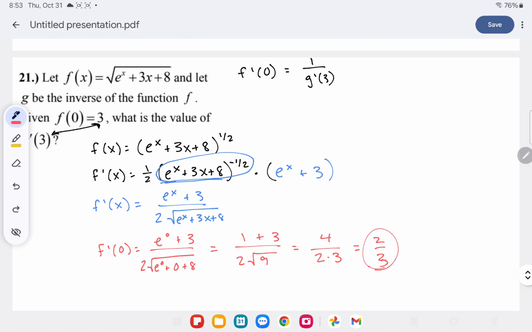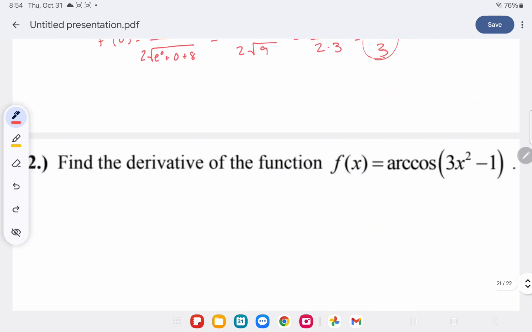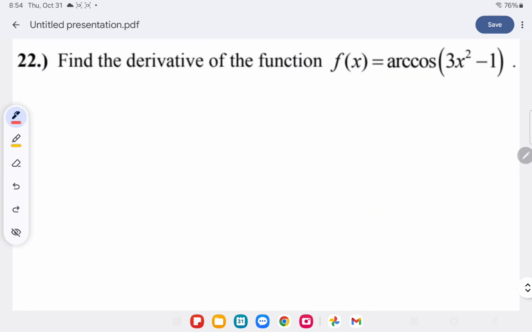Okay, so the derivative of f at 0 is 2/3, which means the derivative of g at 3, because they were corresponding points, is going to be 3/2. Just take the reciprocal. Oh, I think we're getting close. All right, 22.